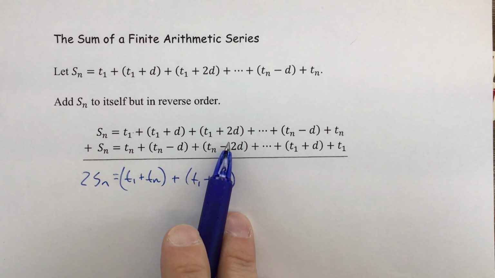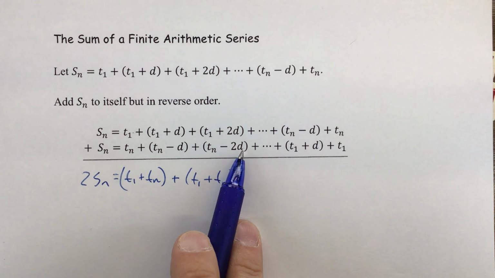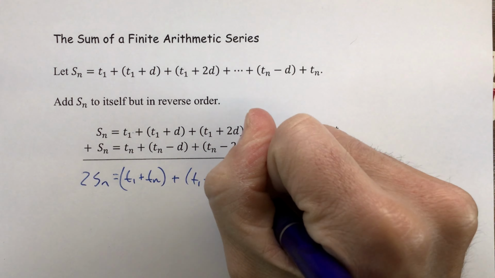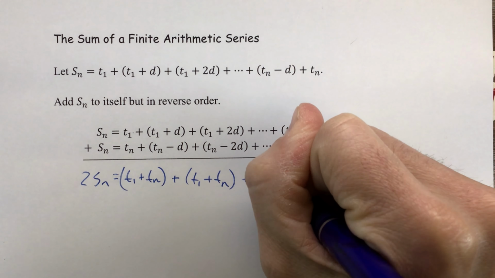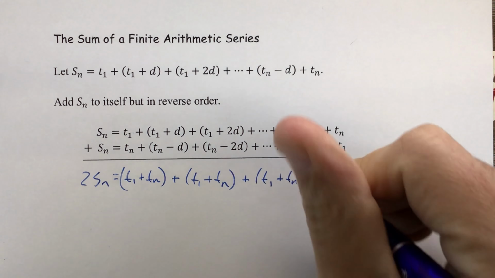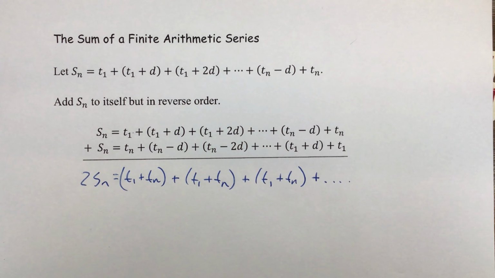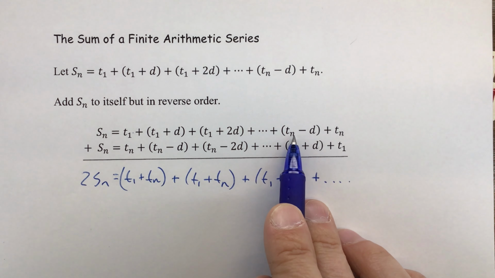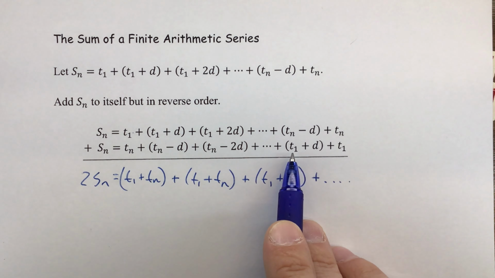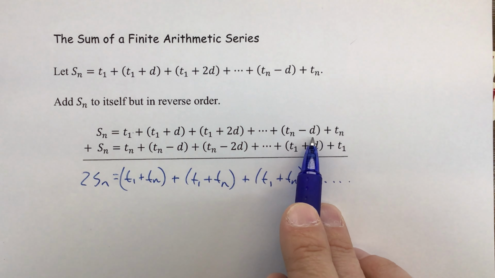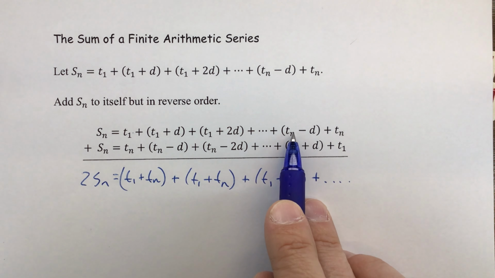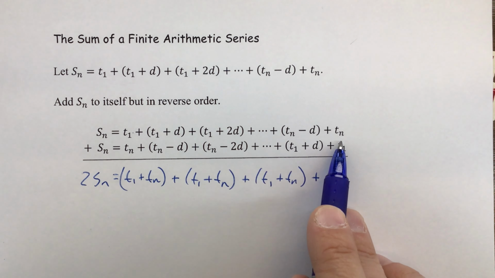Then the same thing's going to happen next here. You're going to have plus 2D and minus 2D, and they're going to cancel with each other. So you're going to get the same thing again. And it's just going to continue to do that all the way down the line. Even over here, you're going to have Tn minus D plus T1 plus D. The D's will cancel, and you will get T1 plus Tn. And the same thing at the very end.